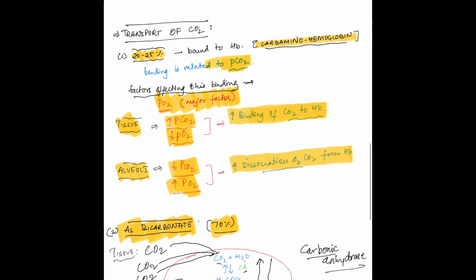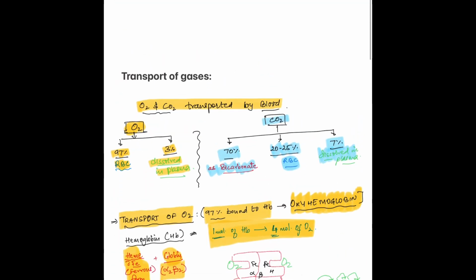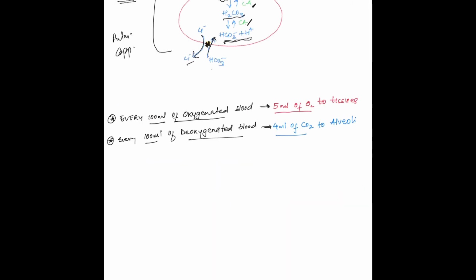And lastly, 7% of carbon dioxide is transported dissolved in plasma. Every 100 ml of oxygenated blood reaching the tissues provides 5 ml of oxygen to the tissues, and for every 100 ml of deoxygenated blood reaching the alveoli, 4 ml of carbon dioxide diffuses into the alveoli. We can calculate these numbers, but I don't think from the exam point of view we are required to know the calculation of these numbers.